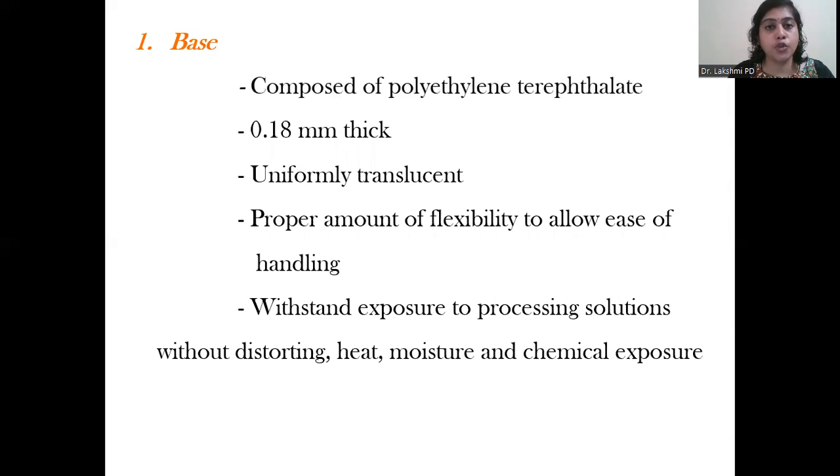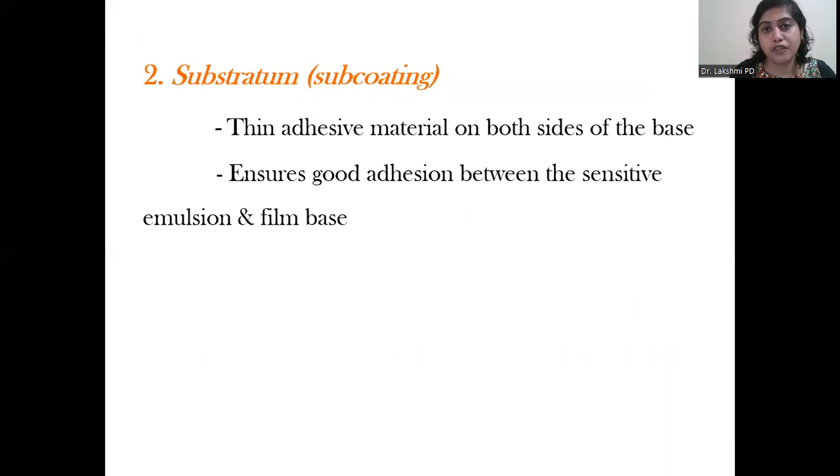And this base should be made out of a material that is able to withstand exposure to processing solutions, because invariably your X-ray, once exposed, is going to be dipped into various chemicals such as your developer and your fixing solutions to create a visible radiographic image. So once you dip your X-ray films into your processing solutions, it should not get distorted by any means. Also, once the film is being dried before disposal to the patient or to the dentist, you are supposed to be drying it under heat. So it should not get distorted under any sort of heat or any sort of chemical exposure. These are the functions of your base.